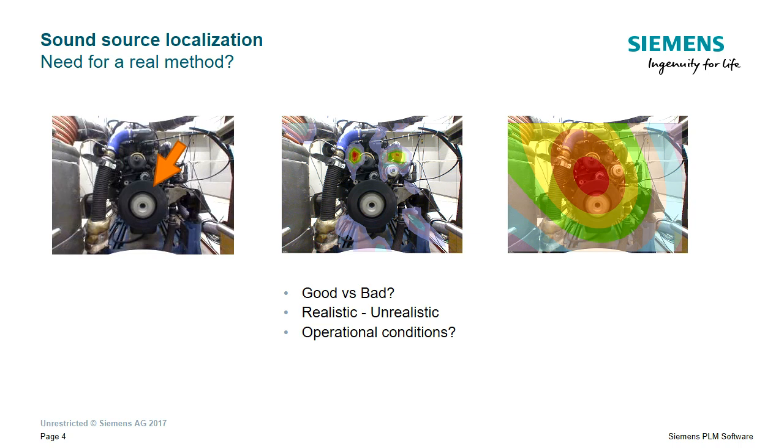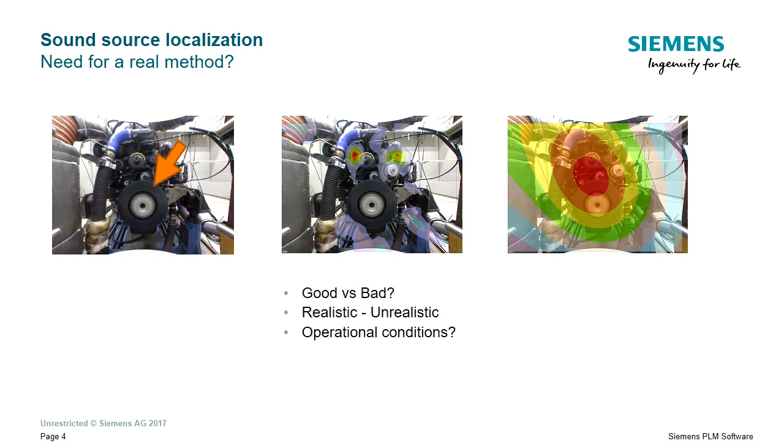Now, for sound source localization, we need real methods. But by looking at these methods, you have to look a bit at what is good, what is bad, what is realistic or unrealistic, and also what the different operational conditions of the product are that you're working on. If you look at this slide on the left picture, that would be, of course, the most ideal method, a method that just puts an arrow on the place where the sound is coming from. But that's not very realistic, of course.